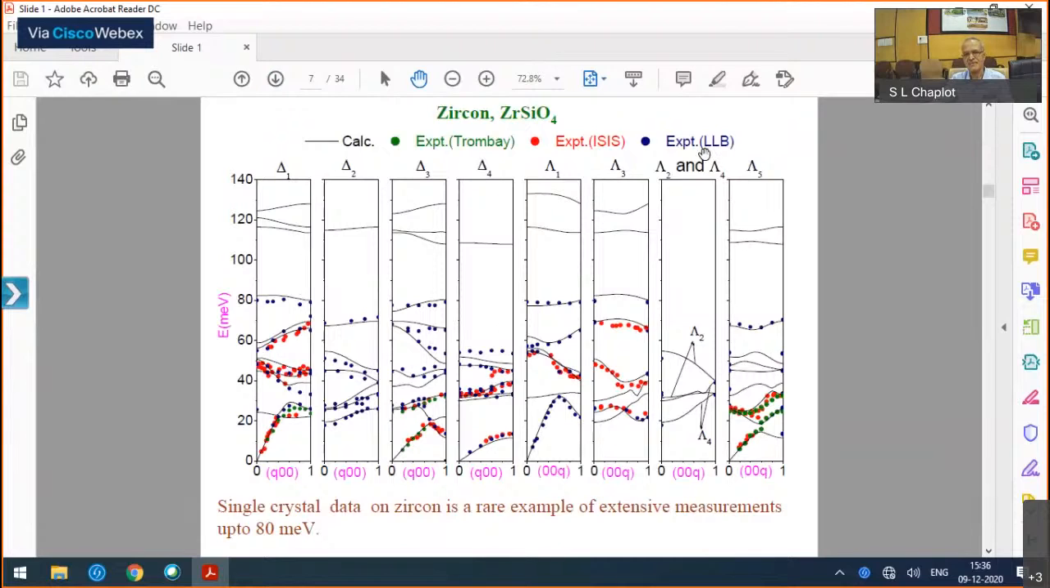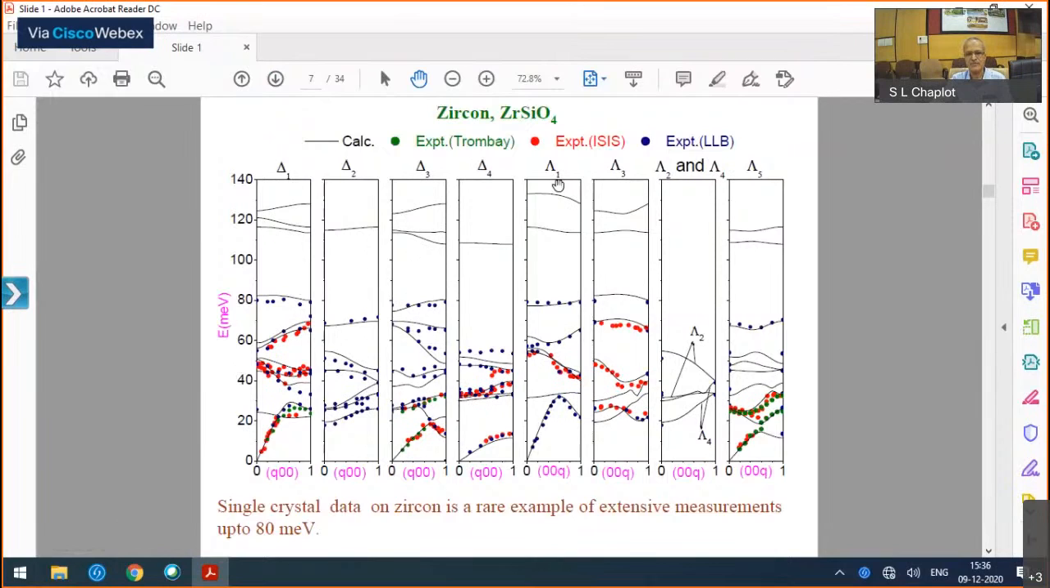Then these were really completed at the high flux reactor in France, at the LLB reactor. So at Trombay and LLB, these are reactor-based triple axis neutron spectrometers, what we just discussed last time. In triple axis spectrometers, you measure each point separately. So each point is measured in an independent run, which will last a certain amount of time.